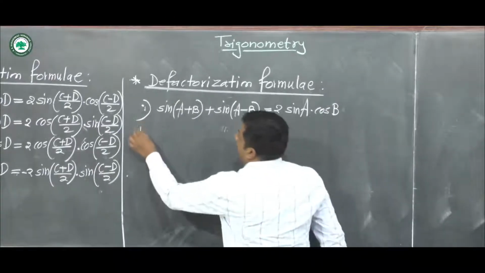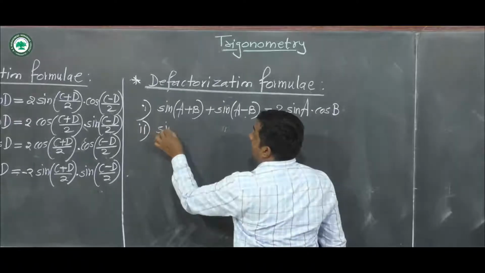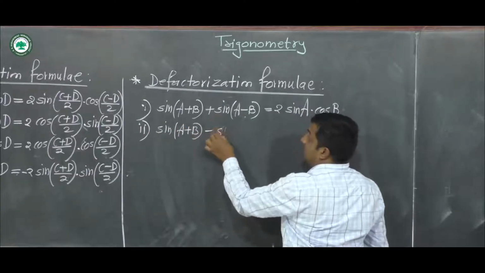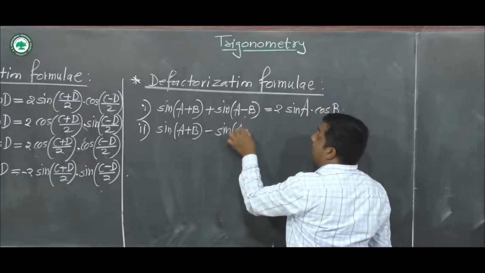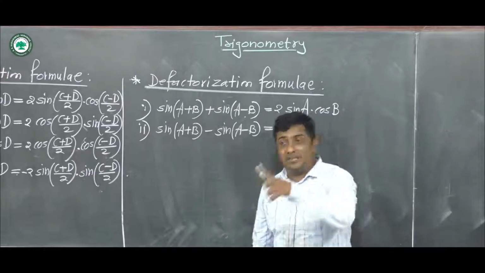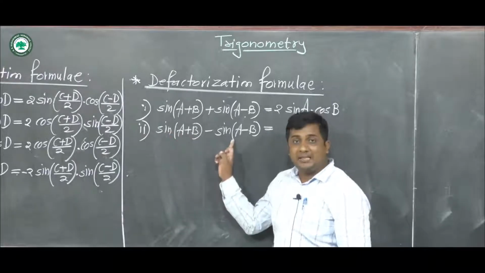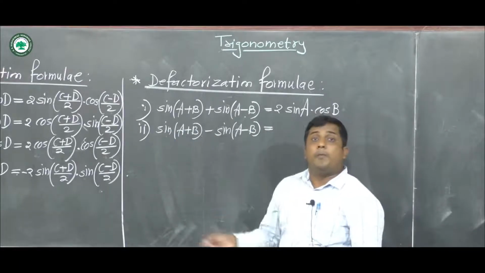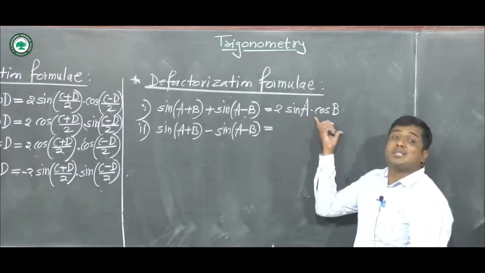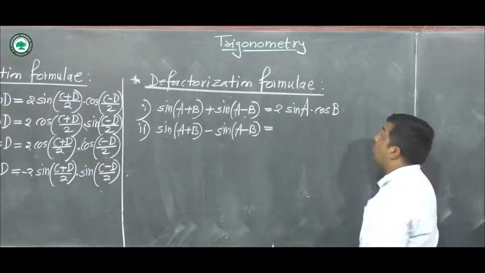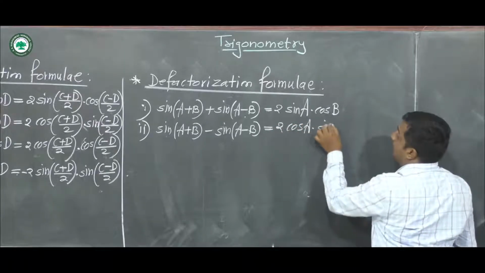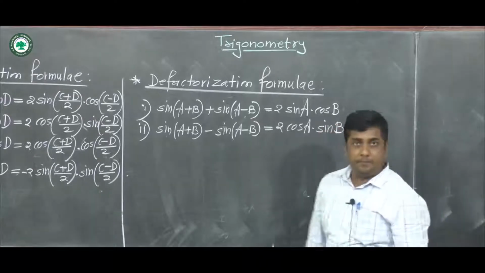Then in second, we consider sin(A+B) minus sin(A-B). Again, if we have both the signs, and in between these two, if minus sign is given, then we consider 2 cos sine. So here 2 cos A into sin B.